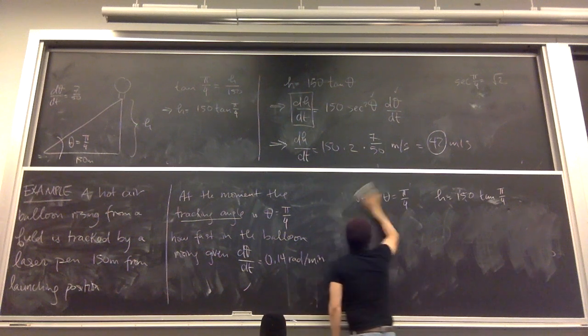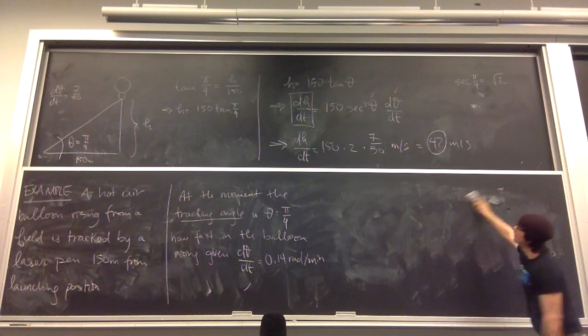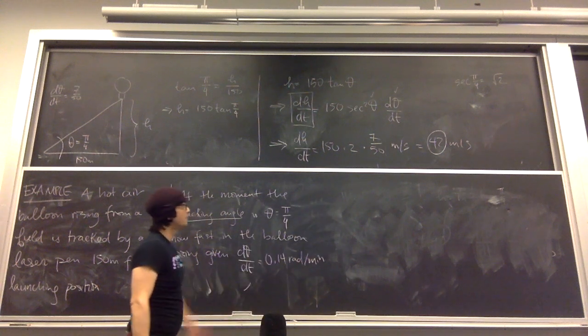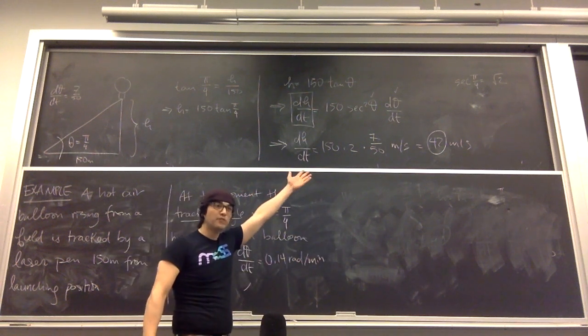Yes, sir. Where did that 2 come from? Which 2? In the last line of dH by dt. Secant squared of pi/4. Secant of pi/4 is root 2. Root 2 squared is 2.